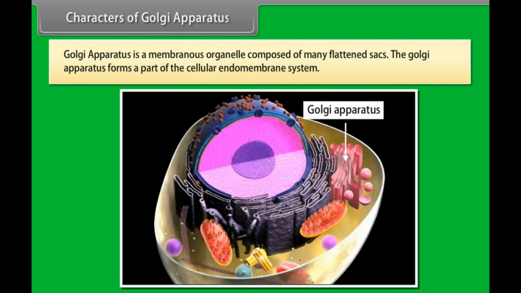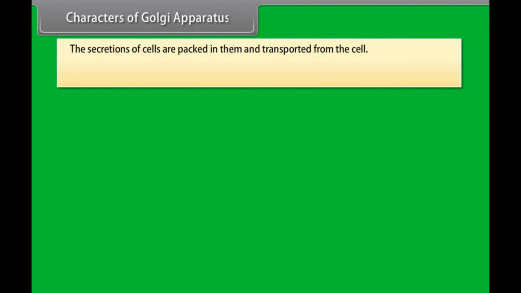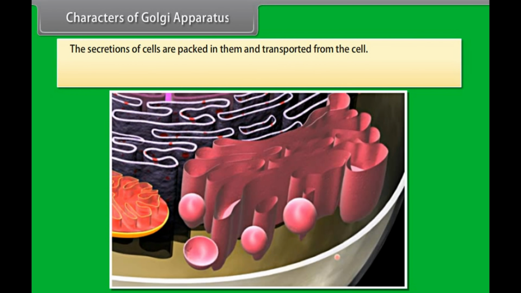Characters of Golgi apparatus. The Golgi apparatus is a membranous organelle composed of many flattened sacs. It forms a part of the cellular endomembrane system. It was identified in 1898 by the Italian physician Camillo Golgi, after whom the Golgi apparatus is named. The secretions of cells are packed in them and transported from the cell.